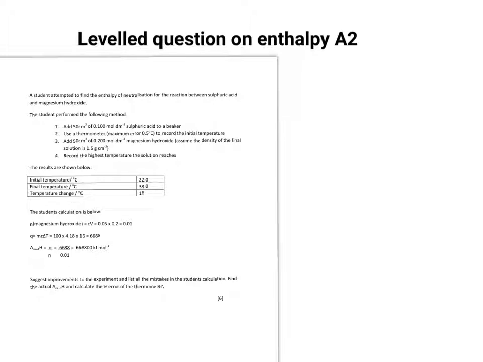Right down at the bottom, it gives you three instructions. You've got to suggest improvements, list the mistakes in the student's calculation, and find the actual delta newt H from their data, as well as calculating the percentage error of the thermometer. So the way the instructions are laid out means that there's three strands to your answer. You've got to focus on the procedure first of all, calculation errors and corrected calculations.